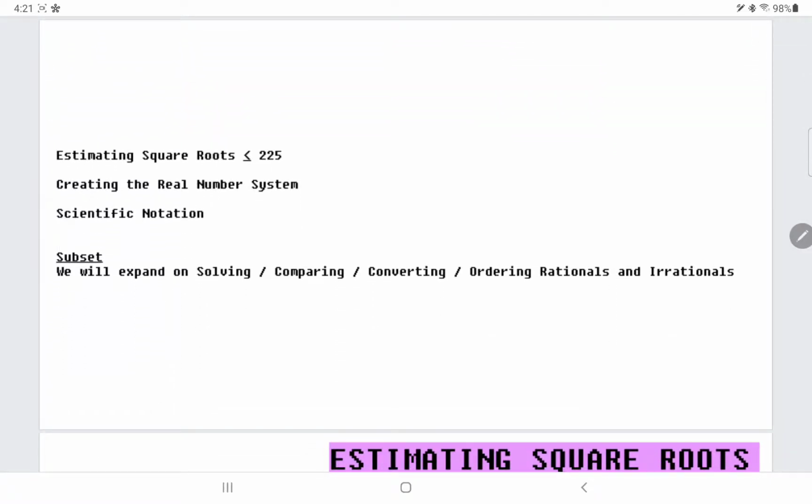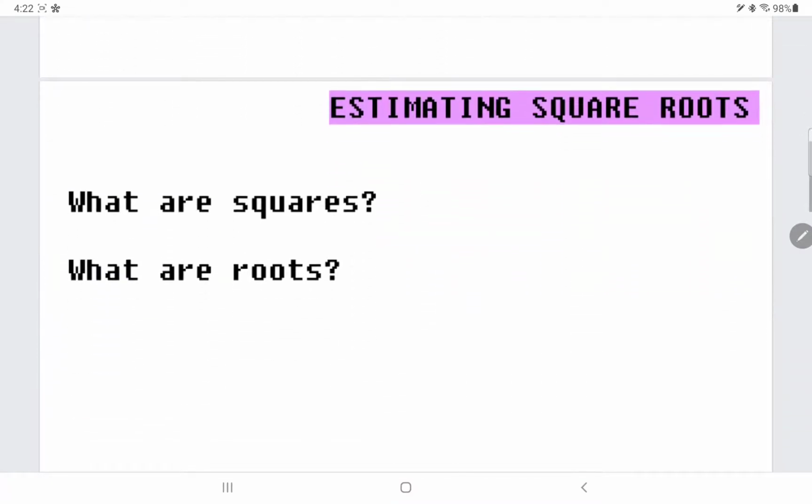So the thing that we're going to talk about is estimating square roots that are less than or equal to 225. So that's 15 squared. So you're going to need to know all your perfect squares from 1 all the way to 15, which is not hard to do. And then we're going to talk about the real number system to review that vocabulary, and then we're going to break down scientific notation. Based on the feedback I got today, we are going to be working on solving, comparing, converting, and ordering rational numbers and irrational numbers next time. So that's going to be the deep dive for this unit.